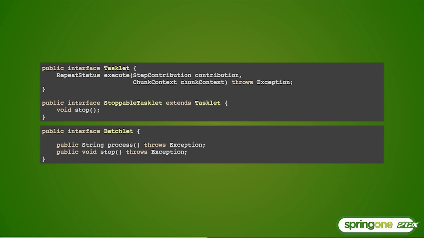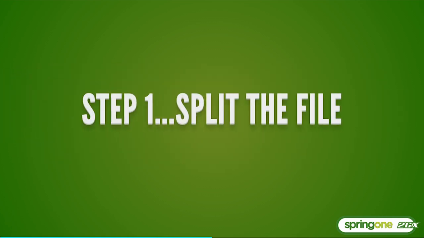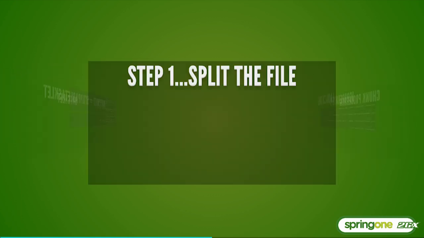So like I said, we've got a regular tasklet and a stoppable one. The interface via the JSR is process and stop. It's functionally the same thing. So let's take a look at how we would split that file.